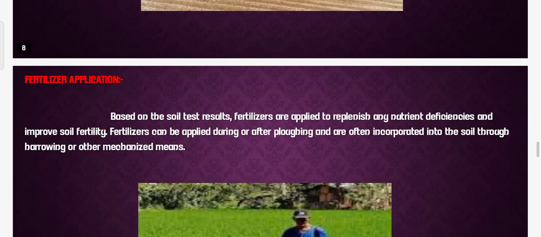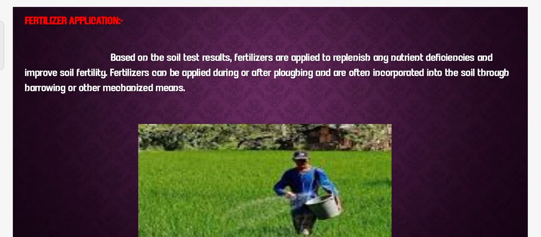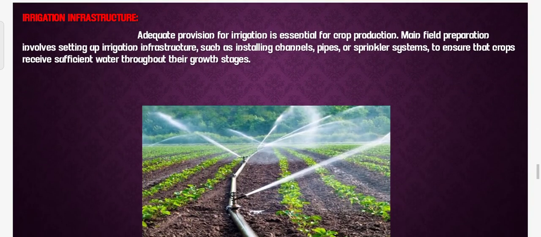Seventh one, fertilizer application. It refers to the process of adding essential nutrients to the soil or directly to the plants to enhance their growth and maximize crop yield. Fertilizers are substances containing specific elements like nitrogen (N), phosphorus (P), potassium (K), and other micronutrients necessary for the healthy development of plants.